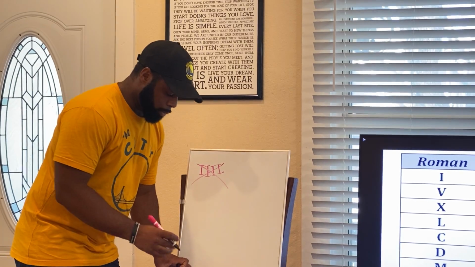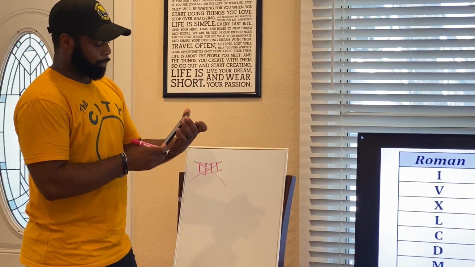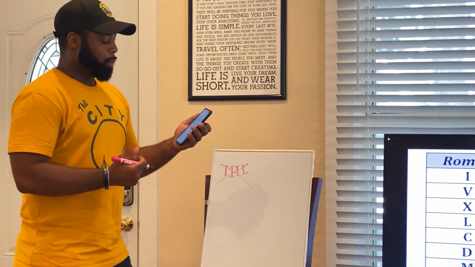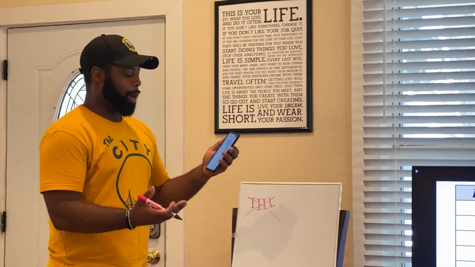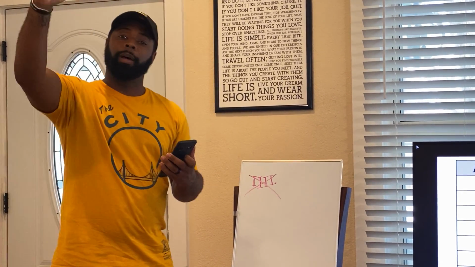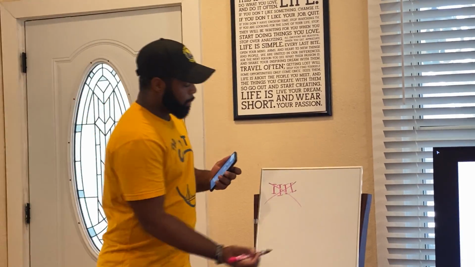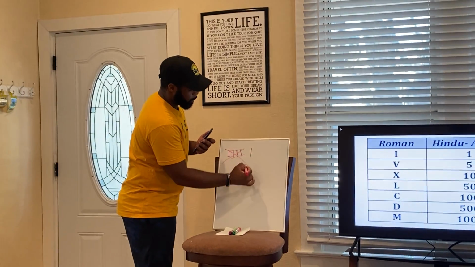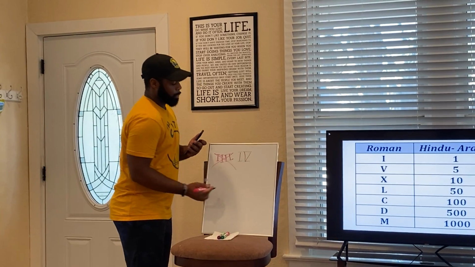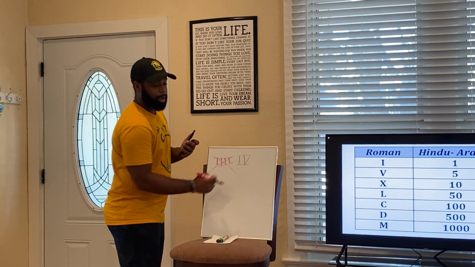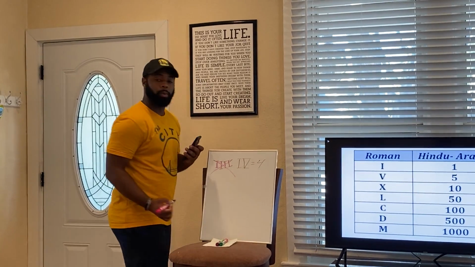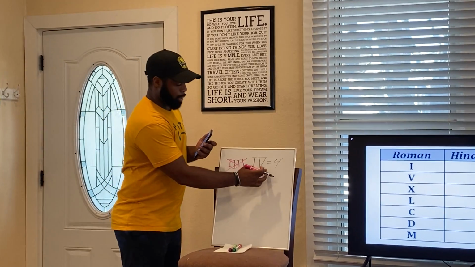Let's go on to rule number 2. When a digit of lower value is written to the right, or after, a digit of higher value, the values of all the digits are added. So the values can go higher. We're going to go with I and then V. That would be our 1 and 5 put together. So 5 minus 1 gives us 4. So that's how they write the 4.